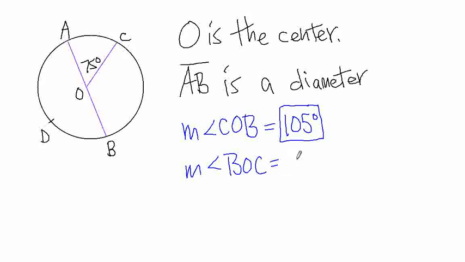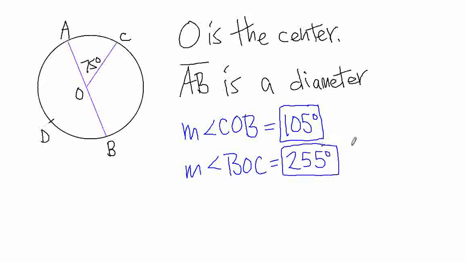So the angle BOC that contains point D in the opening includes a central angle with a measure of 180 degrees, plus it includes another angle with a measure of 75 degrees. So therefore, the measure of BOC, the version that contains point D in the opening, is 180 degrees plus 75 degrees, which is 255 degrees.